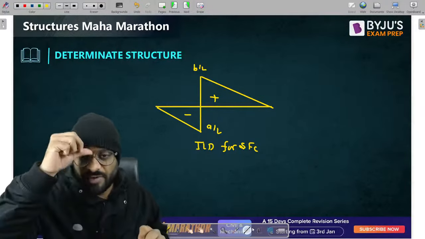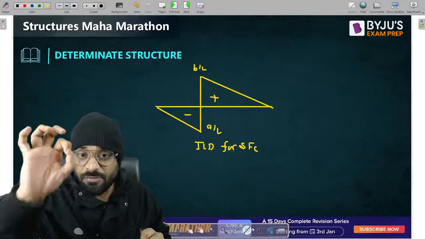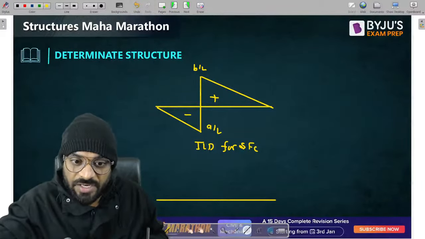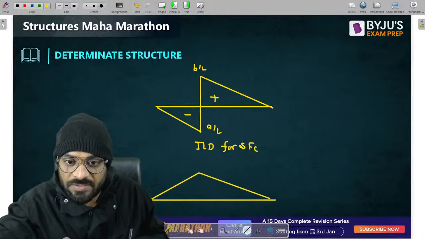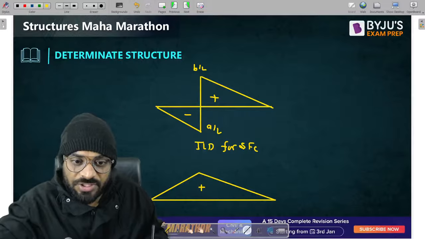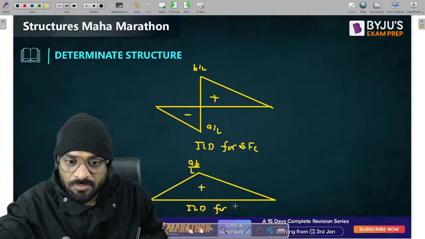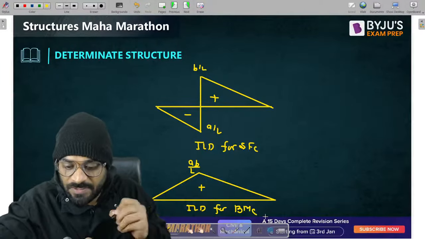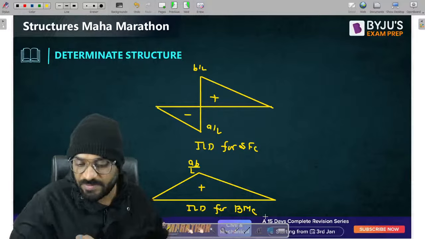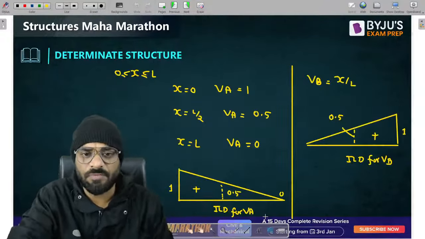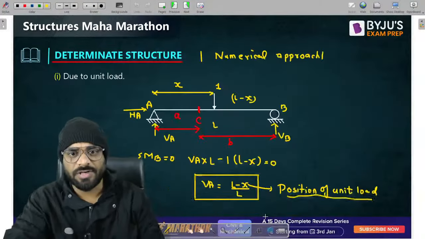Let us suppose I want to draw the ILD for bending moment at C. It should be like this, and this ordinate is positive and it will be AB by L. And this is the ILD for bending moment at C. Yes or no? Tell me guys. I think you have solved these types of concepts already.